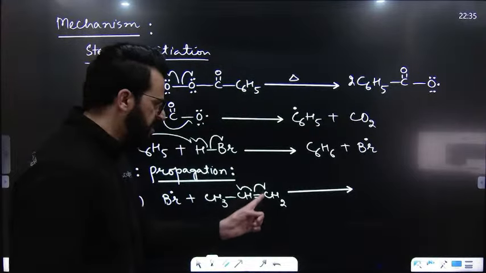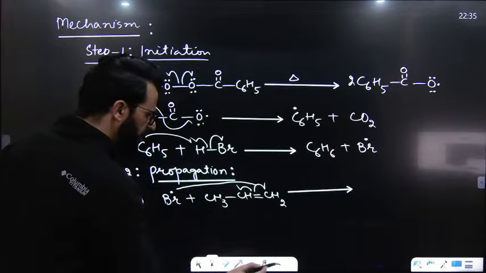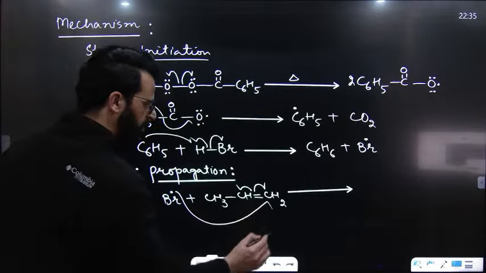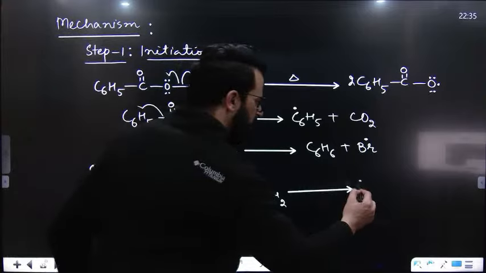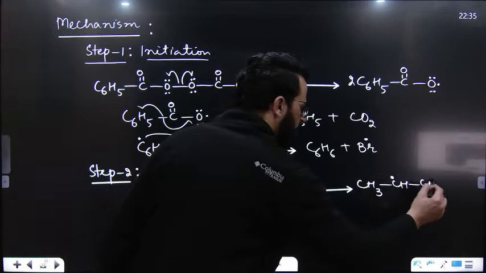Hence, as this is less stable, it is more reactive, so it will react with Br. I will show like this. It will react with Br and it will result in the formation of a more stable carbon free radical.